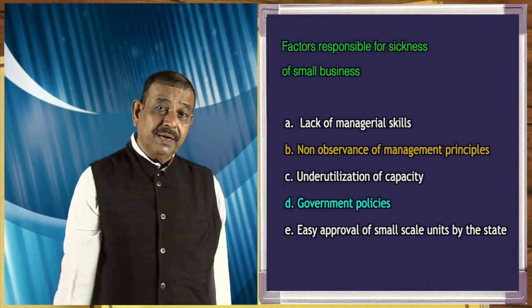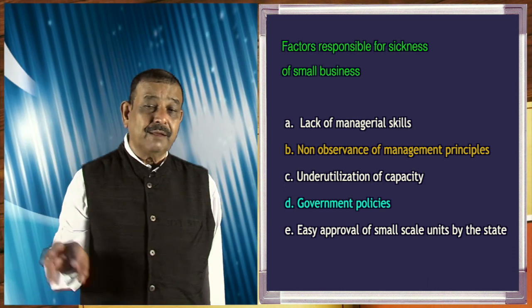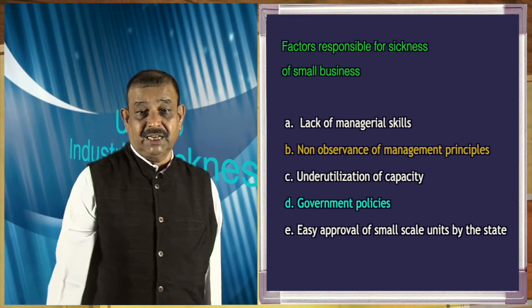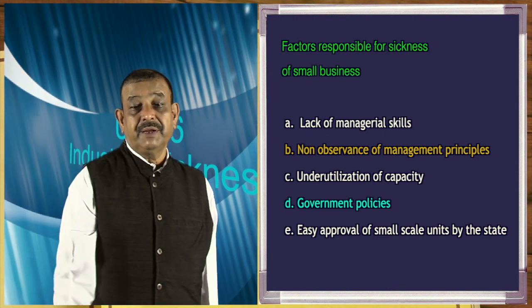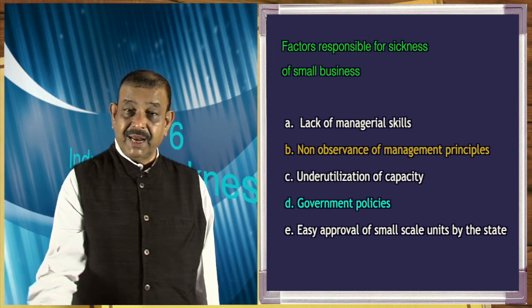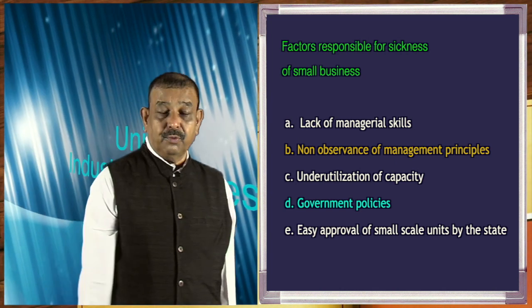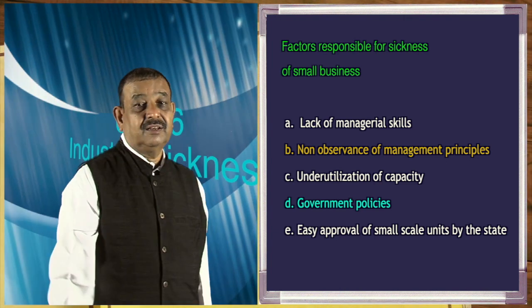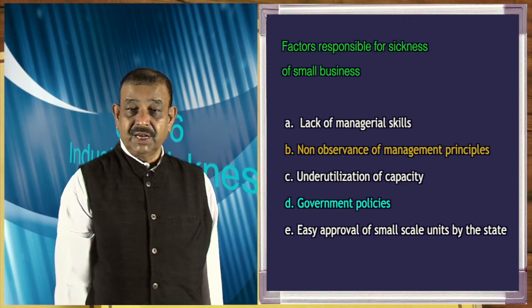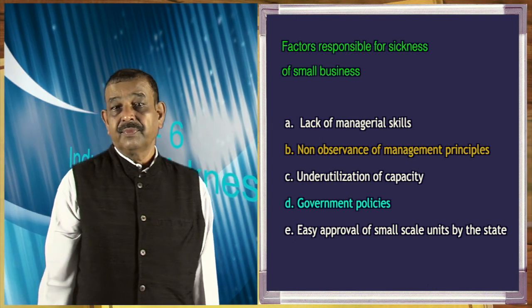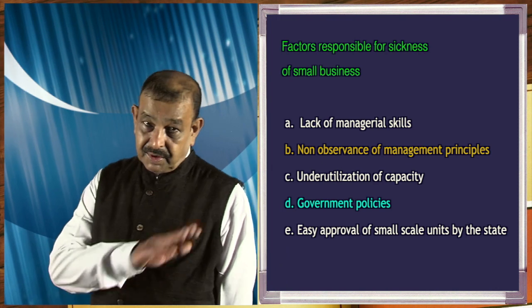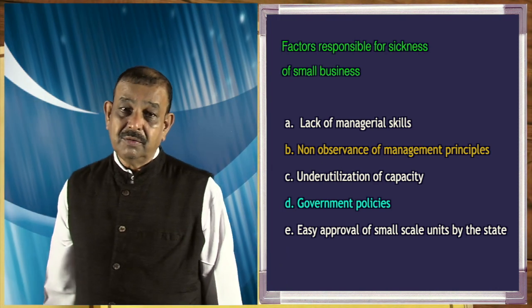Based on the government approval, they should be able to meticulously plan all the details with their own managerial skills, by observing the management principles like planning, organizing, demand forecasting, etc. Then they would be able to arrest the problem of industrial sickness. They would be able to sustain the enterprises. And that will, in fact, help in retaining the status of small business.